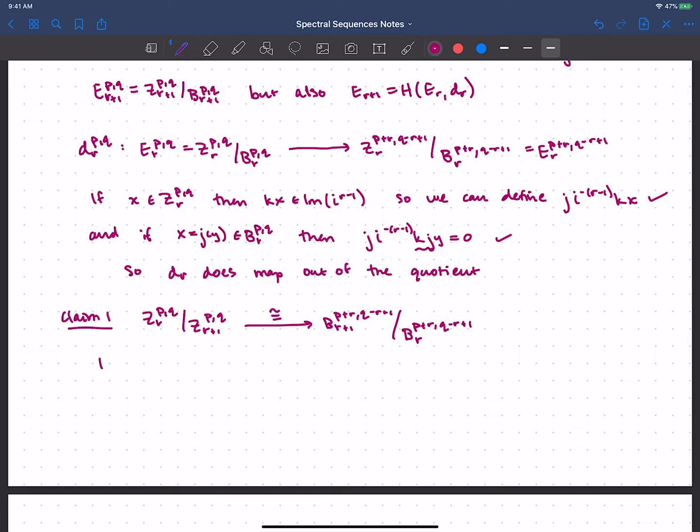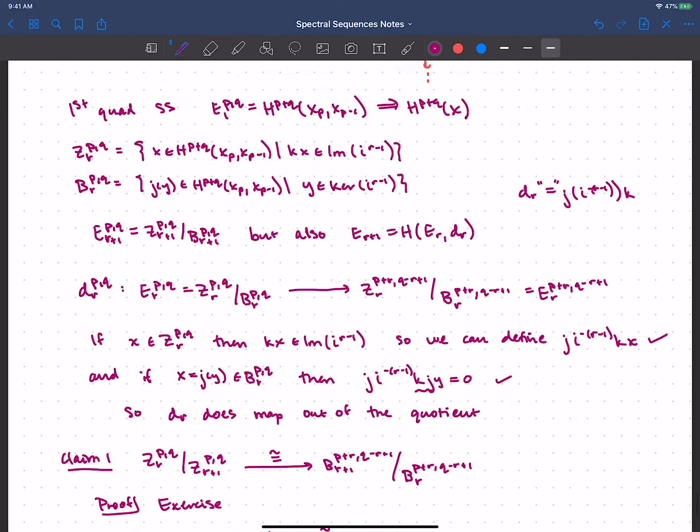Okay, and let me say the proof is an exercise, but I'll talk through at least why this is believable if r is 3. So say r is 3, then we should be looking at Z3 mod Z4, and for the sake of this heuristic argument, let me leave off the details here. So then I should be looking at, whoops, B4 mod B3. Okay, and let's think about Z3 mod Z4.